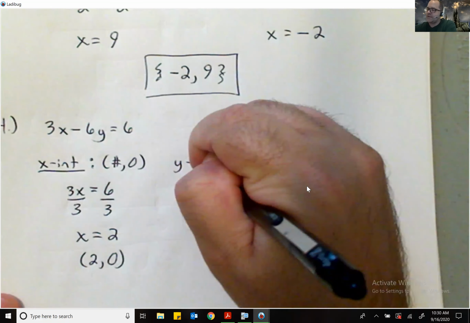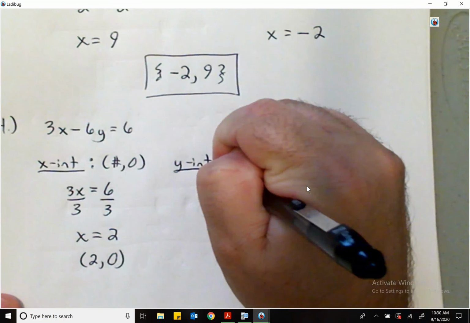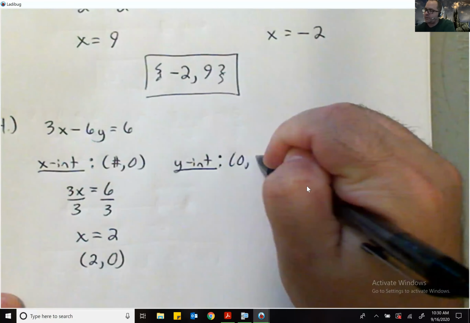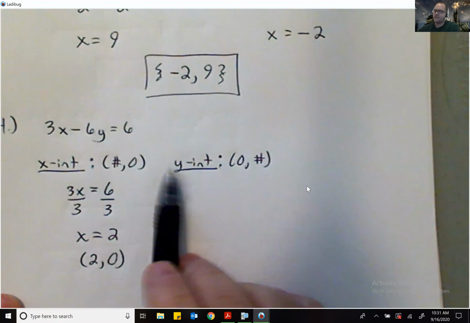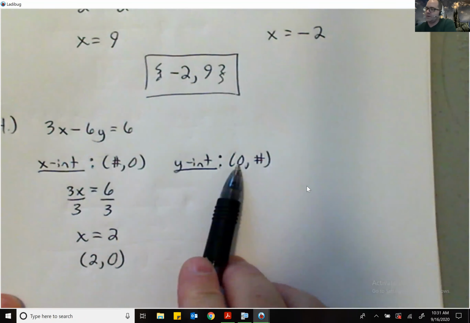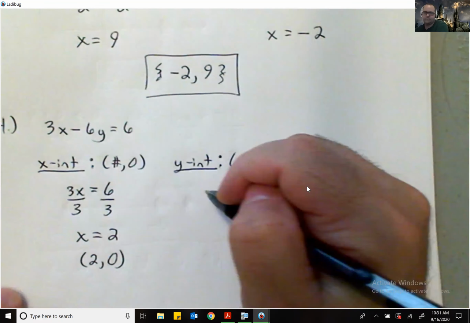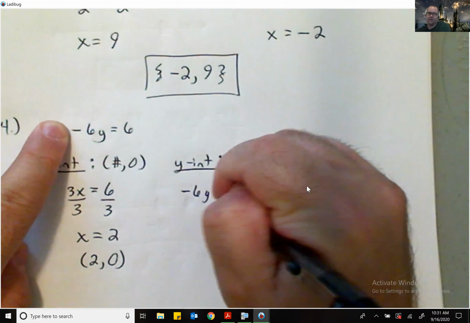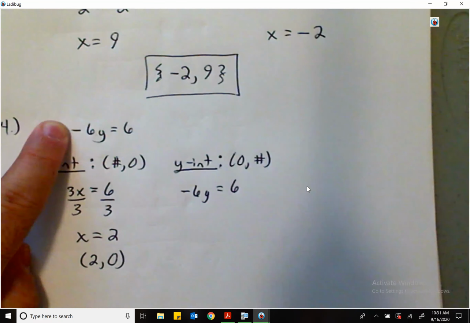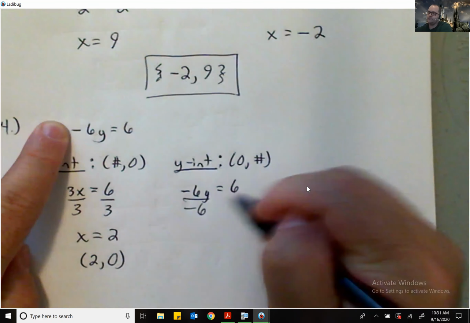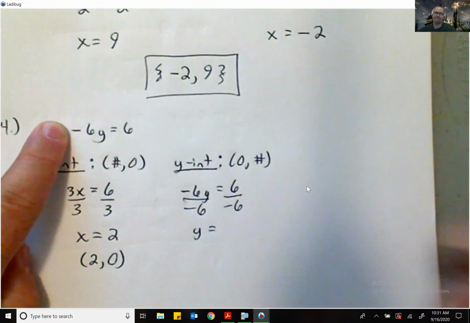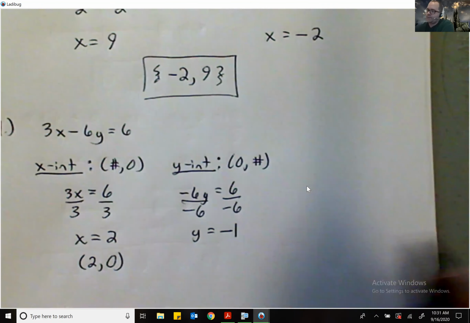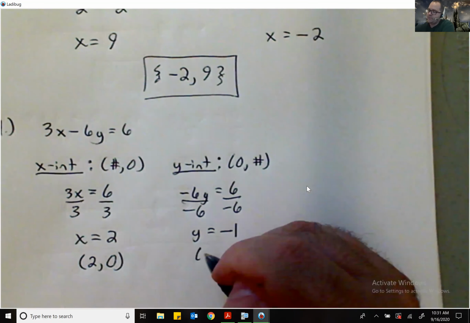If we want the y-intercept, who do we cover up? X. Because again, you got 0, comma, a number. And we can cover up the x because x is 0. So that gives us, bam, negative 6y equal to 6. What do we do now? Divide both sides by negative 6. Y equals what? Negative 1. So now you know the y-intercept, 0, comma, negative 1.